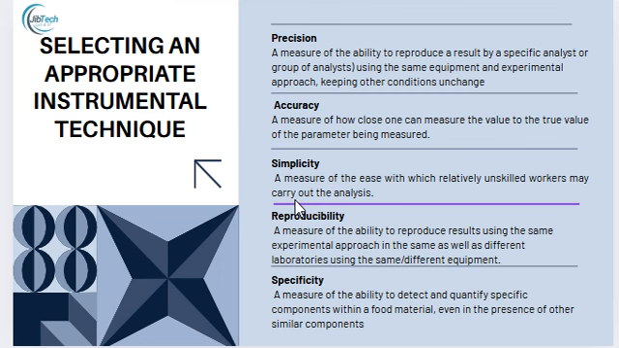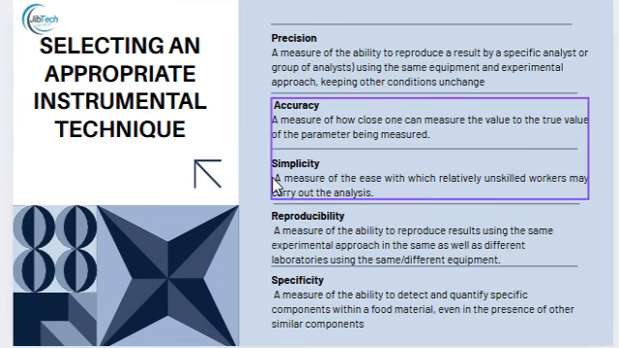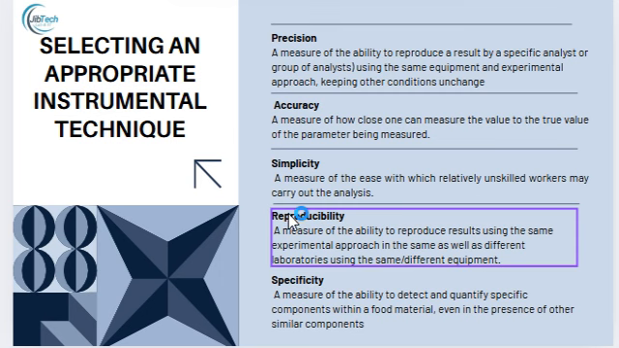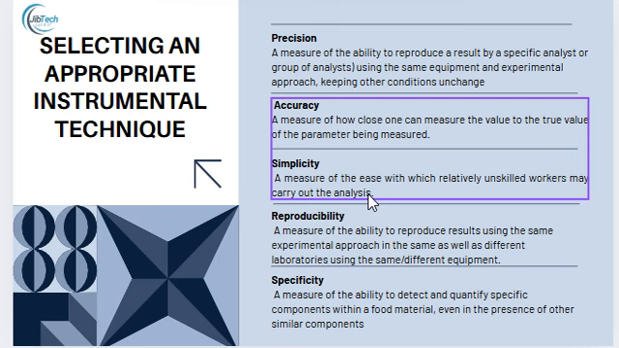All right, so going back to our factors here, we have simplicity. This is just the measure of the ease at which relatively unskilled workers may be able to operate or carry out analysis. All right, so if an equipment is too difficult to operate, you don't want to get such an equipment, right? So the easier the operation of an equipment, the better the operation will actually be. So you want to go for an instrument that is not very complex and is easy to operate.